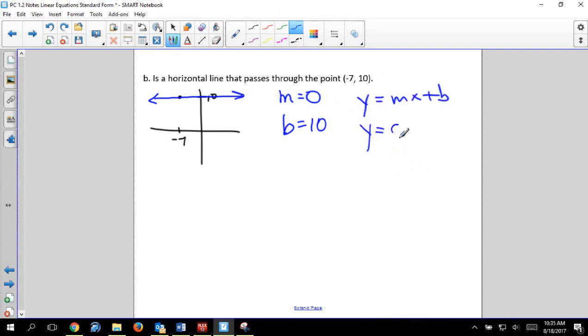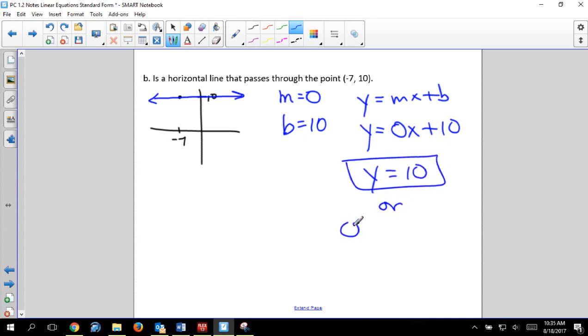So y equals 0x plus 10. We want to put it in standard form. You just have to move the x over, but it's 0. So it's just y equals 10. So that is the standard form. I mean, you could write this, you could write that, but we just leave it as y equals 10 for standard form.